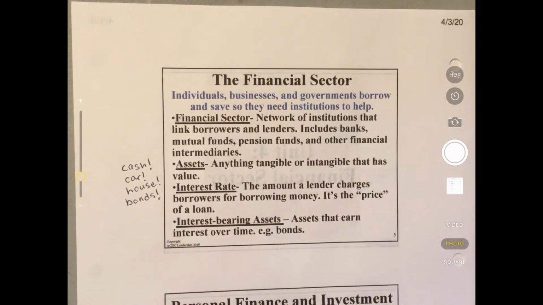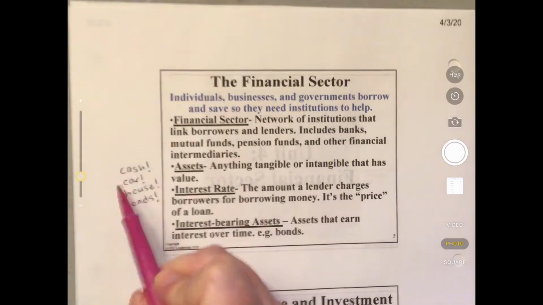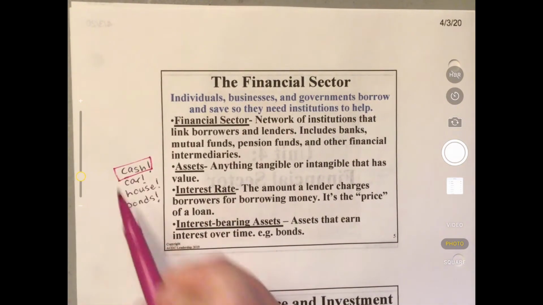This includes banks, mutual funds, pension funds, and other financial intermediaries. All right, assets. We're just defining terms here. Assets: anything tangible or intangible that has value. The most tangible asset that you have would be cash, because you can have that now.